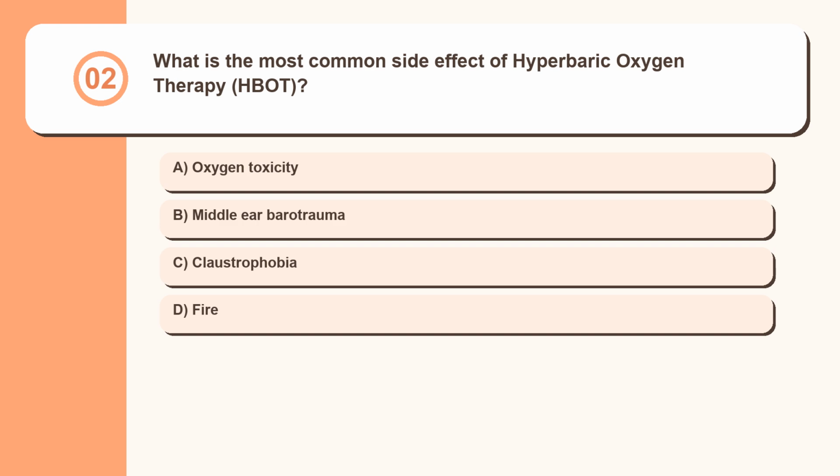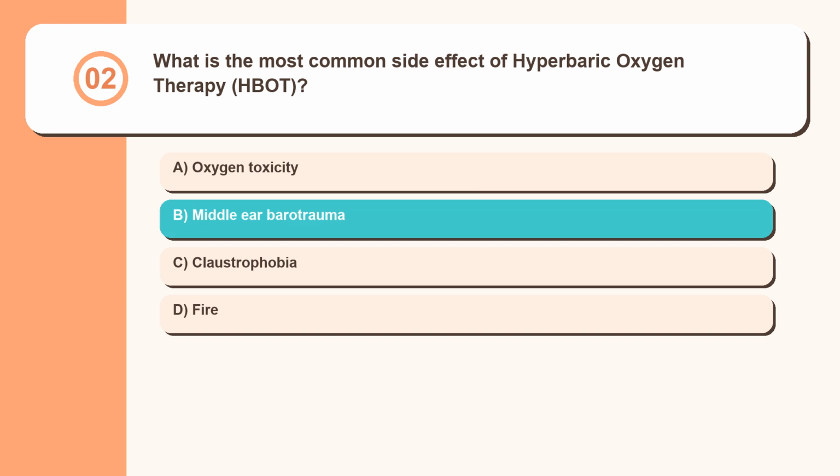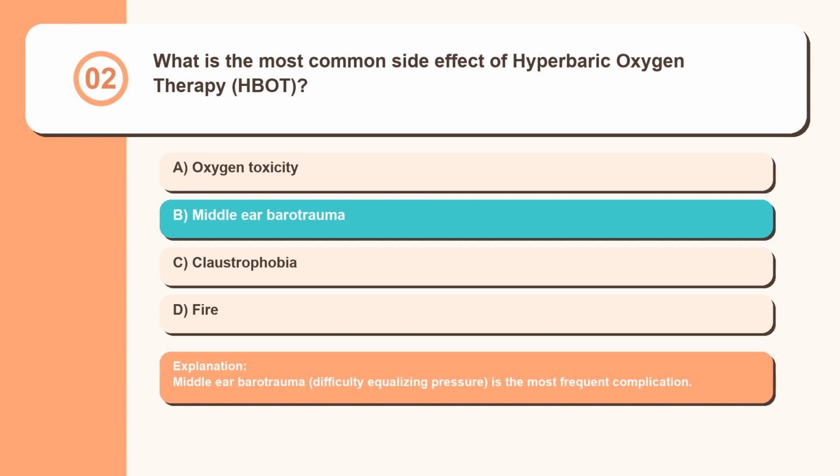Question 2. What is the most common side effect of hyperbaric oxygen therapy, HBOT? Oxygen toxicity, middle ear barotrauma, claustrophobia, fire. Middle ear barotrauma, difficulty equalizing pressure, is the most frequent complication.